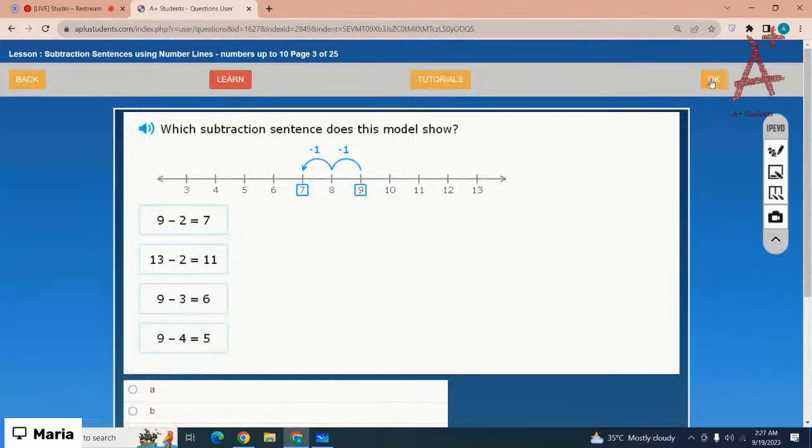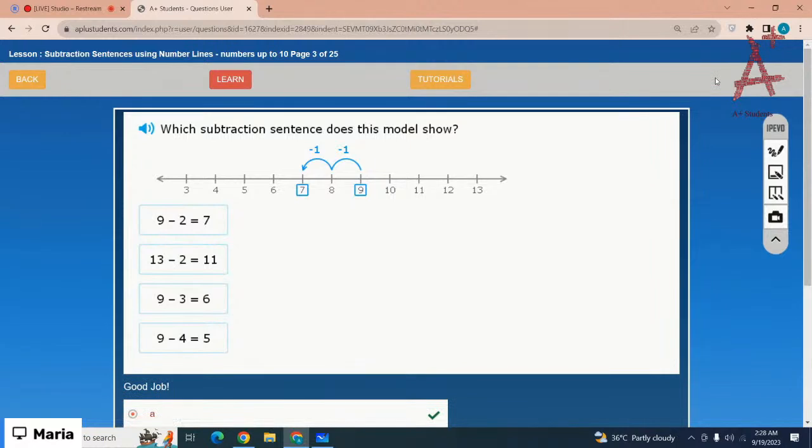Which subtraction sentence does this model show? So which is the correct option? Yes, you started with 9. You go back 2 and you ended up with 7. So the correct option is 9 take away 2 equals 7. The correct option is option A. Very good.